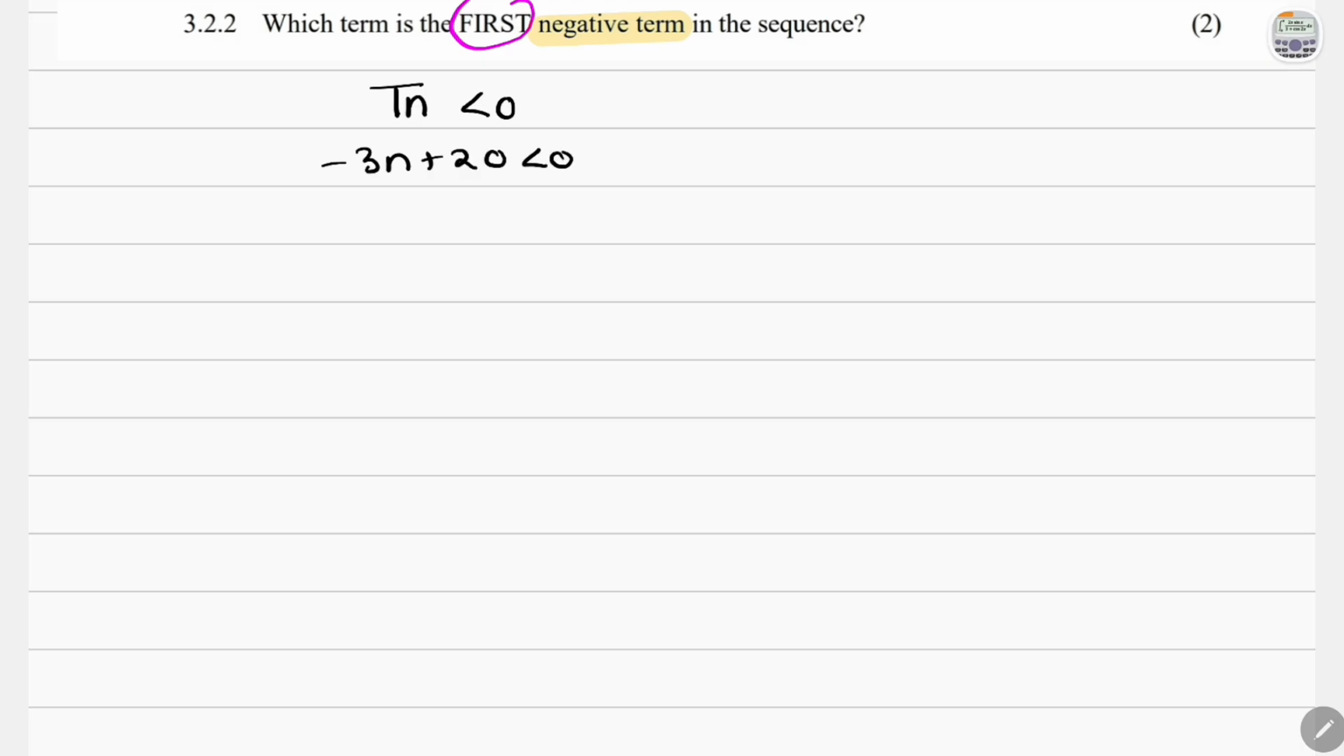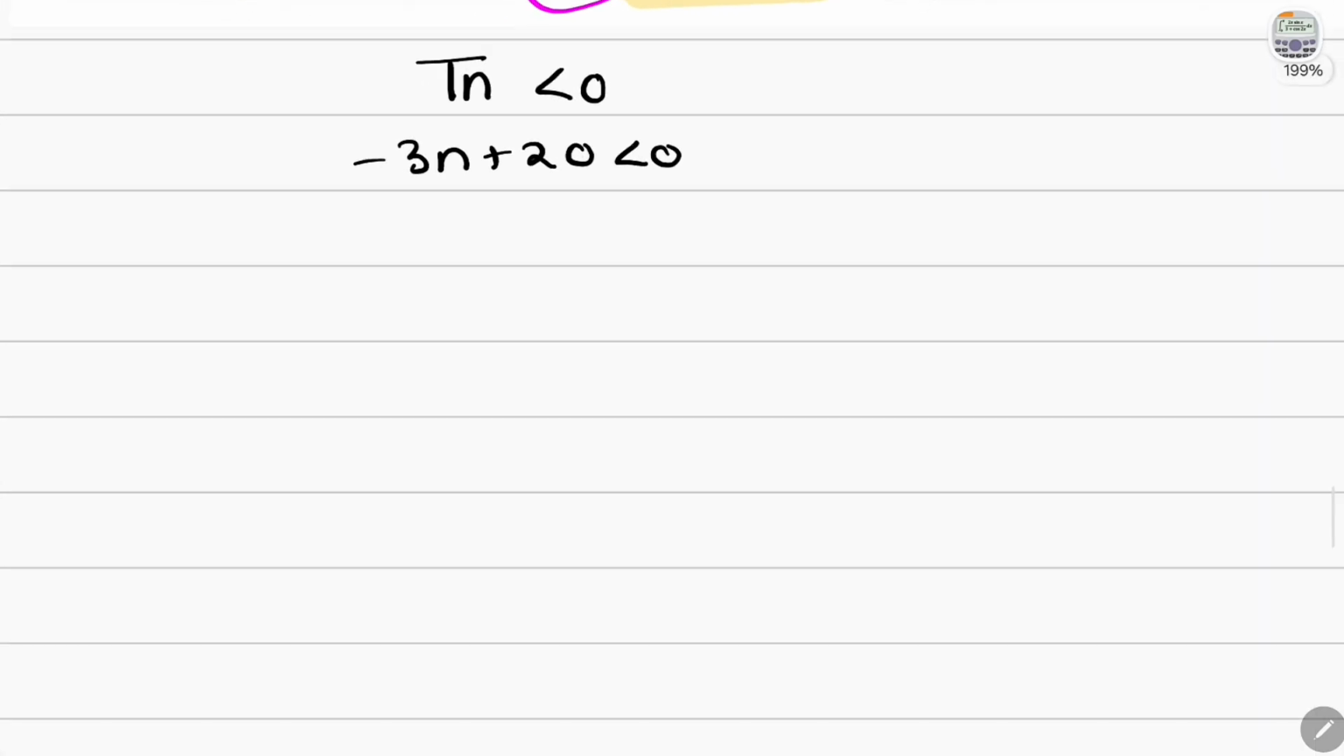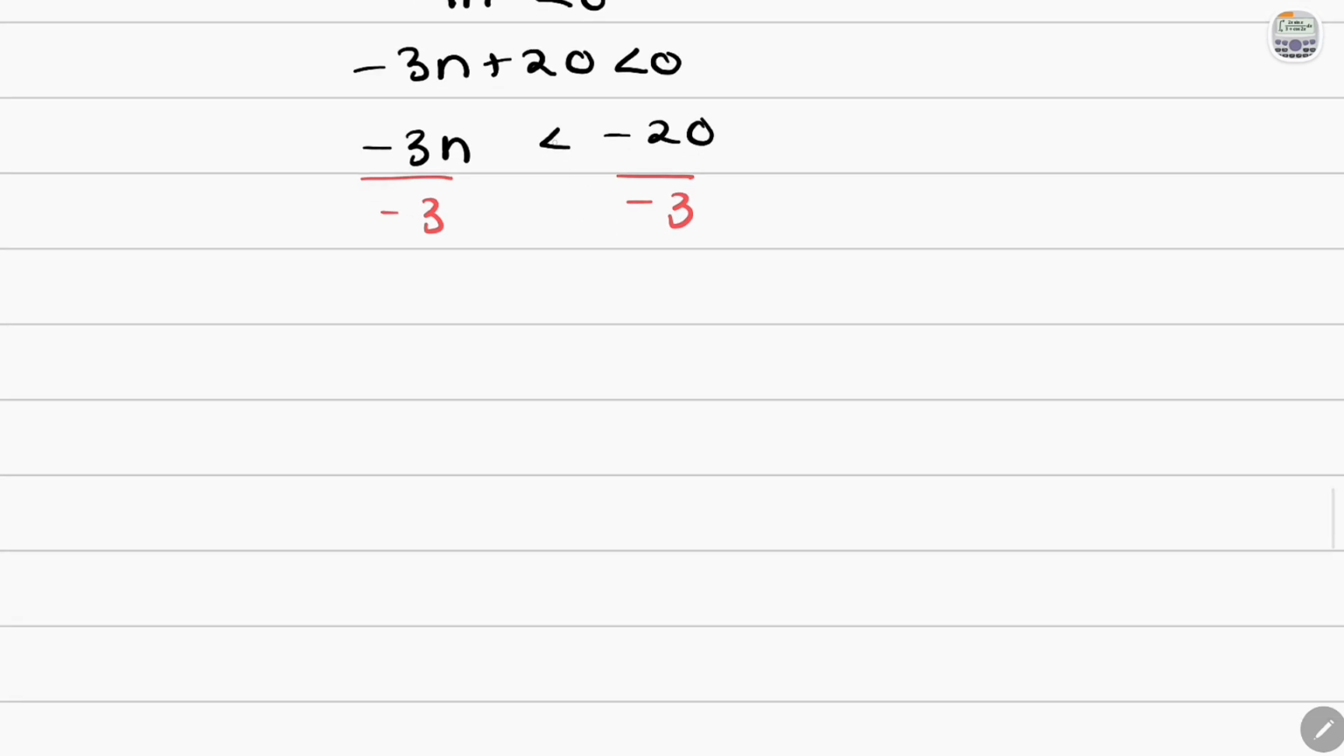All we have to do is solve this inequality. It is linear, so it's very simple to solve. Just transpose that 20: negative 3n is less than negative 20. Then divide both sides by negative 3. But you see, we are dividing by a negative. When multiplying or dividing by a negative value, the sign will change. So it's no longer less than, it's now greater than. So we have n is greater than 20 over 3.